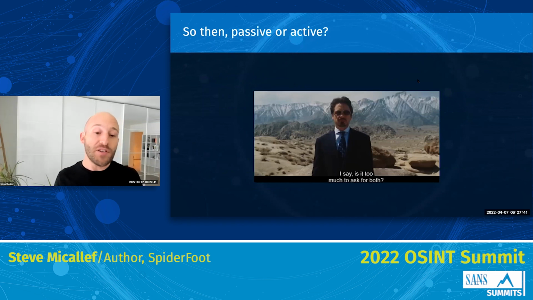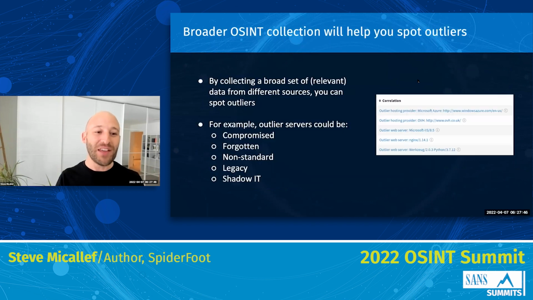So yeah, the question is, of course, should we do passive or active? And of course, yes, we should do both. The benefit of doing both approaches is that you get a really broad perspective, right? You get a broad picture of the OSINT profile of your target. So you can see, okay, this system told me this about this target, and this system told me that, and I actively collected some information here. And by getting that complete view, you can actually start to spot some really interesting things.